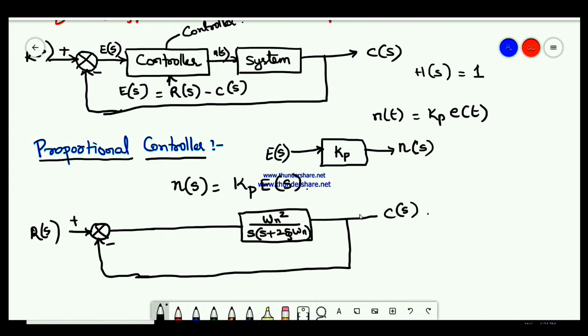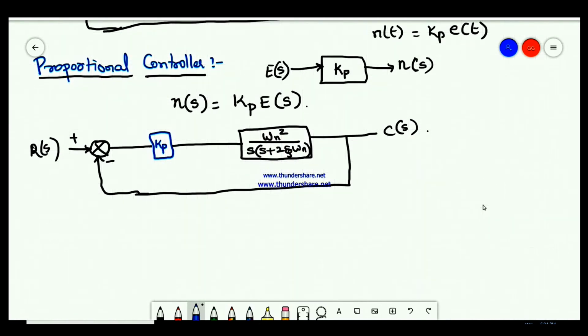Now what I'll do is, I'll add the controller part for this second order system. Okay, I'll just erase this part and add the controller block for this particular second order system. Now that controller will have a gain Kp. Okay, because if you take the transfer function N of S by E of S, you see Kp will be the gain of the block which will be added as a controller.